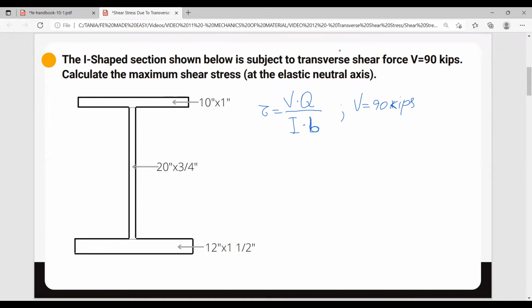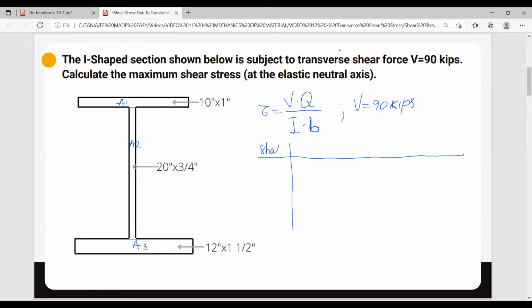Let's calculate the moment of inertia. Or first, let's calculate the elastic neutral axis, or the centroid of this shape. So in order to do that, I will note this is area number 1, or shape number 1. This is number 2. And here it's going to be area number 3. In order to calculate the centroid, I will draw this table.